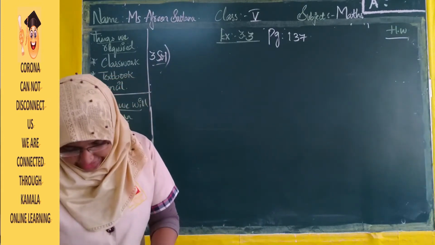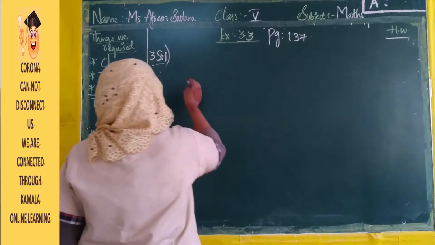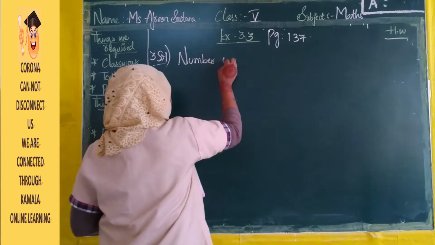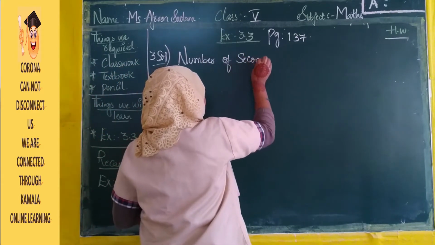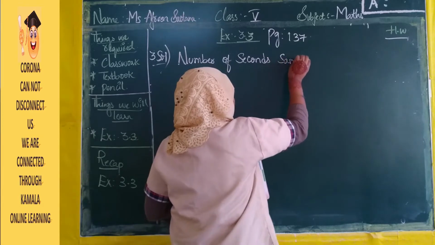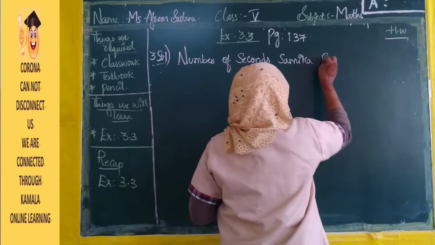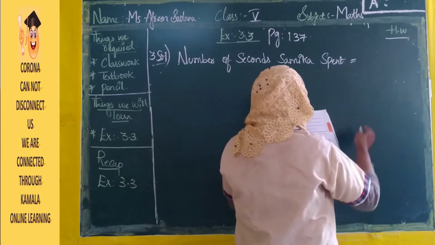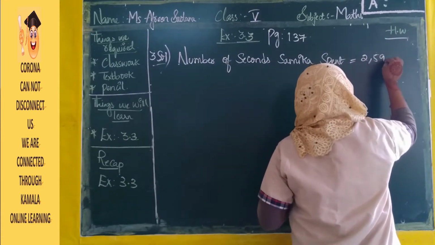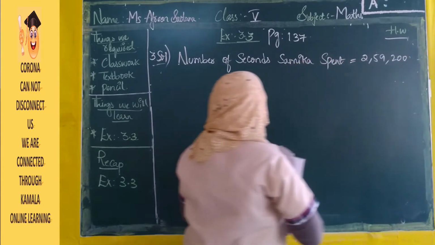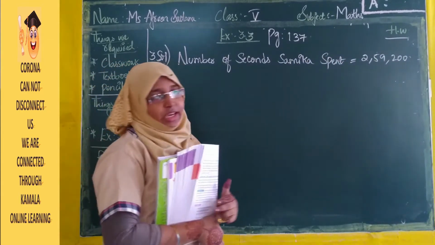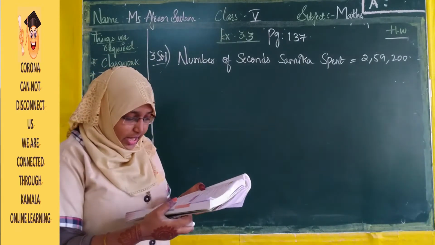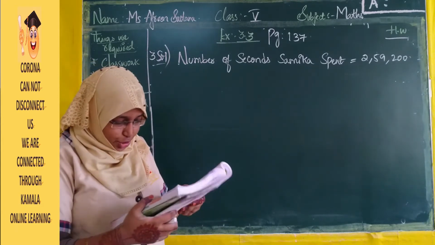Number of seconds Samika spent. How many seconds has she spent? She has spent 2,59,200 seconds. Number of seconds Samika spent is 2,59,200. But how many has she been allotted? She was given 3,60,000 seconds to prepare it.